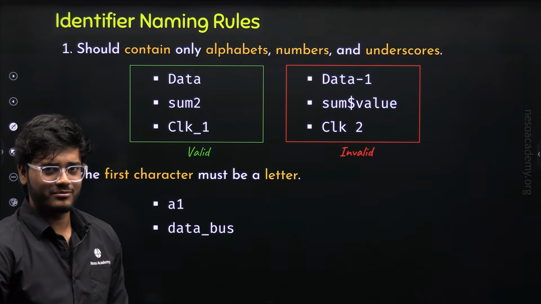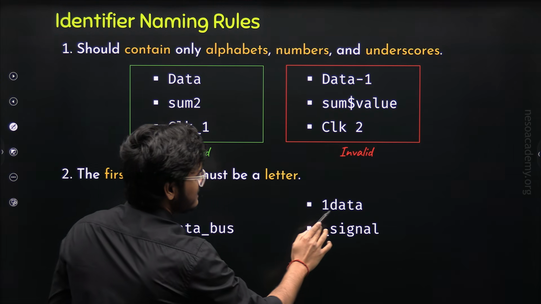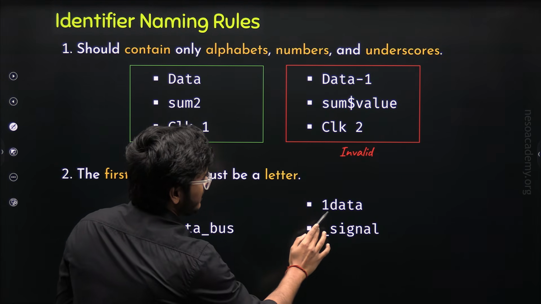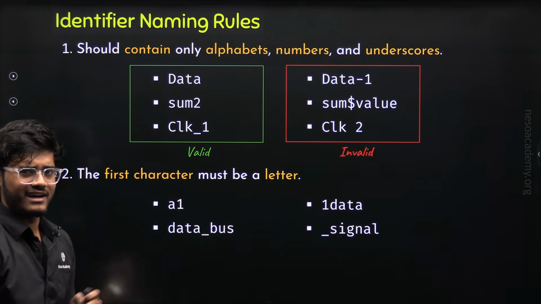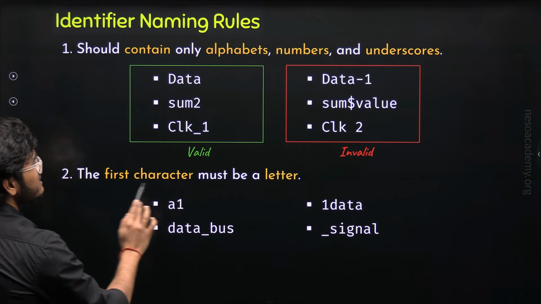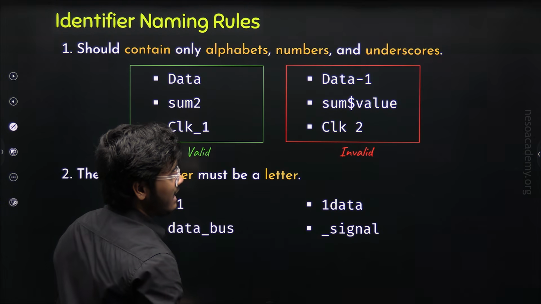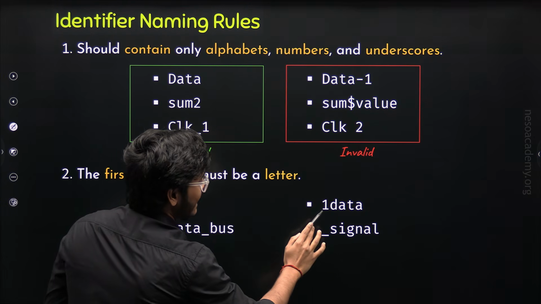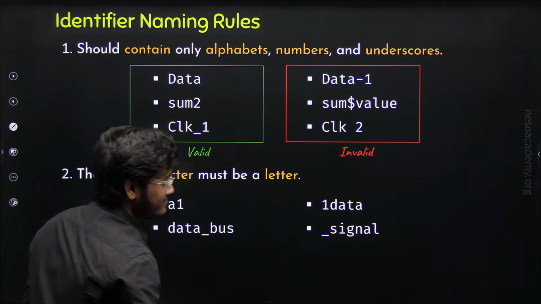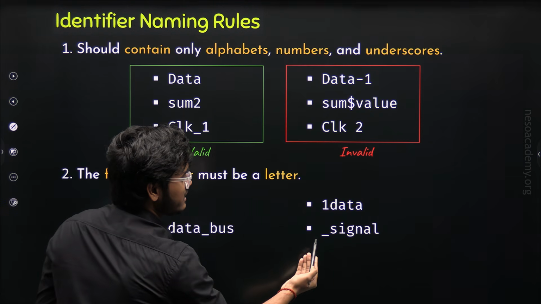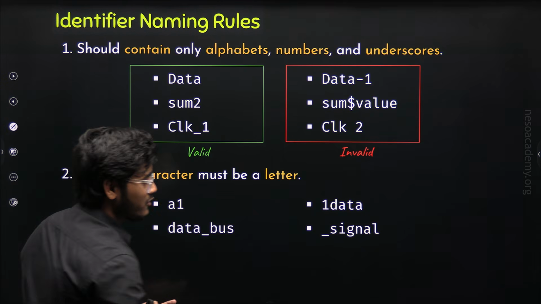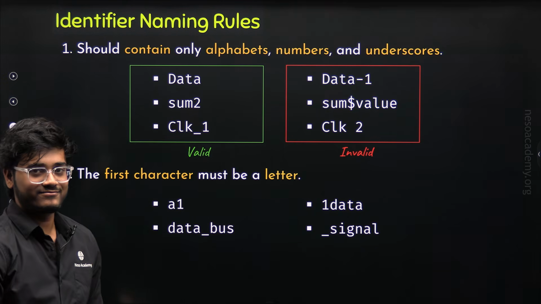Let's see a few more examples. 1data. Now, as per the first rule, it contains a number and letters. So, is it valid? No, because as per the second rule, which says the first character must be a letter, and here we can clearly see that the first character is a number. Hence, this example is invalid. So what about this example? _signal. It is not starting with an alphabet. Therefore, this example is also invalid.